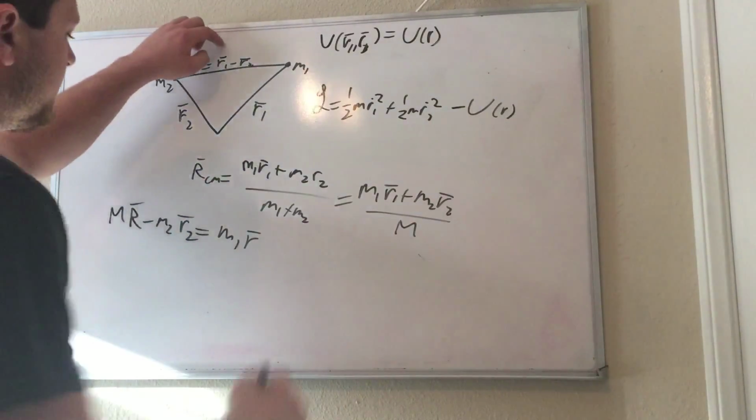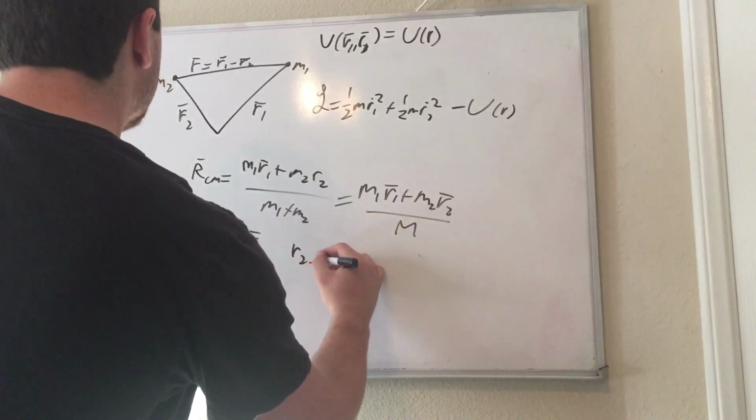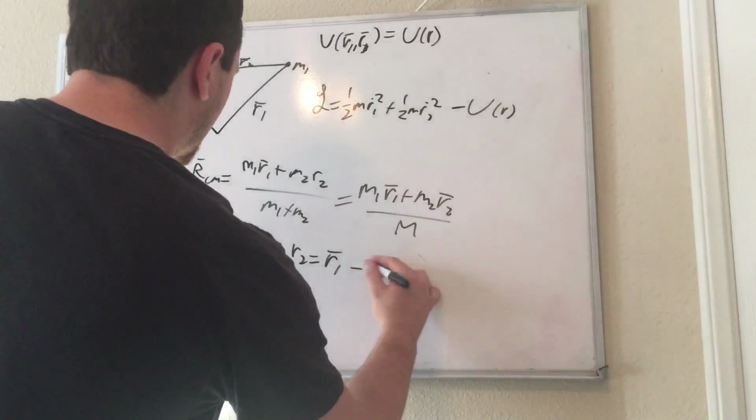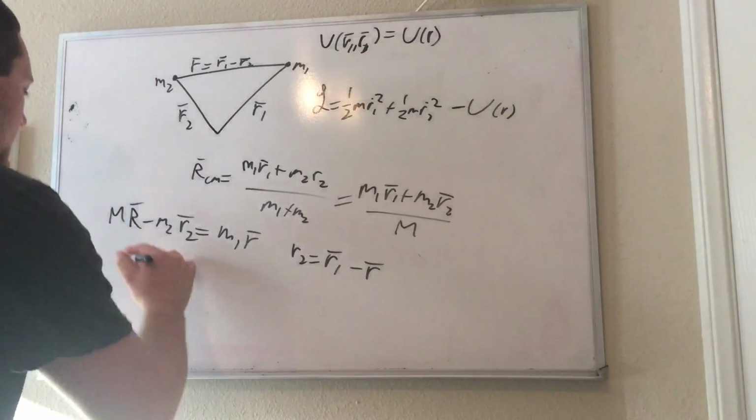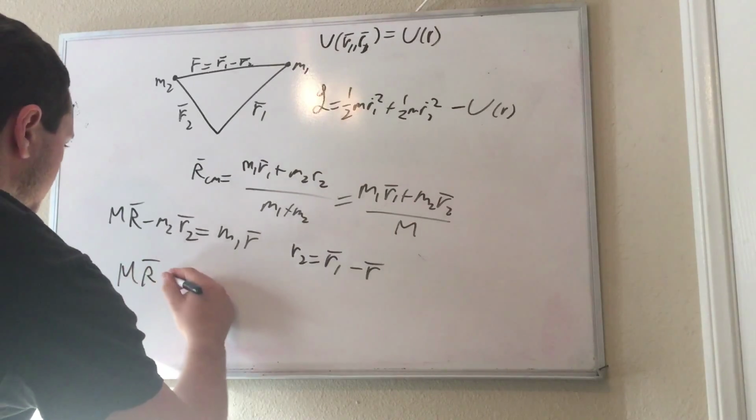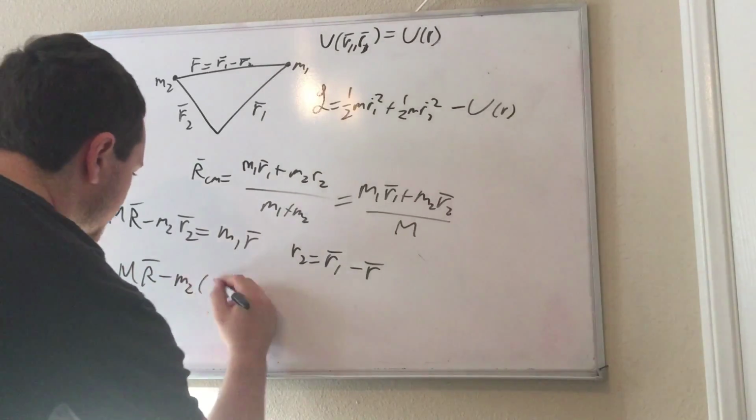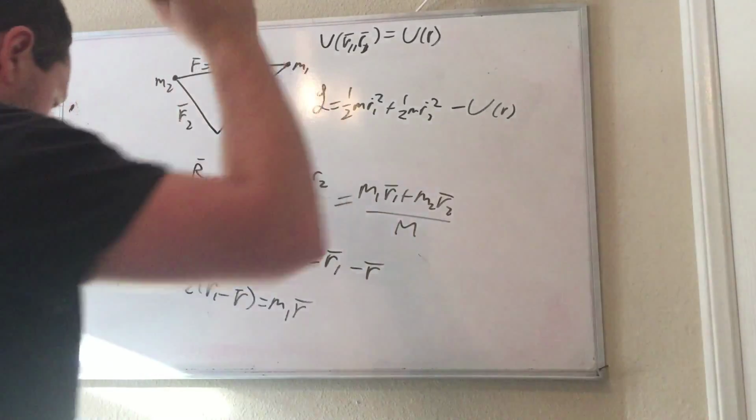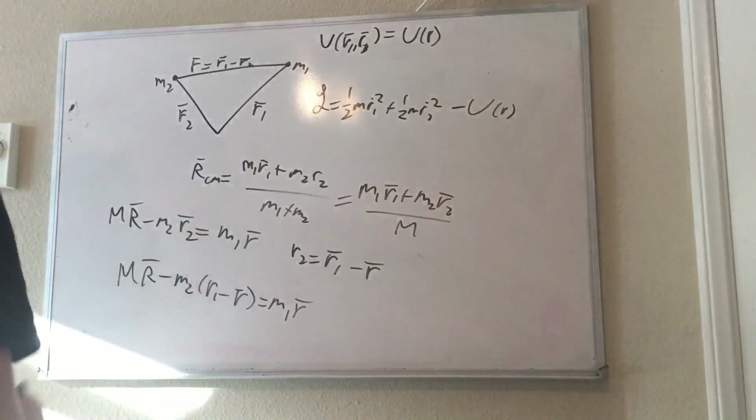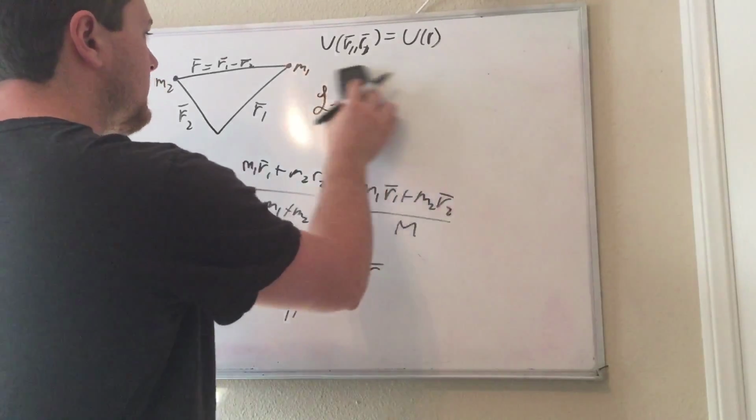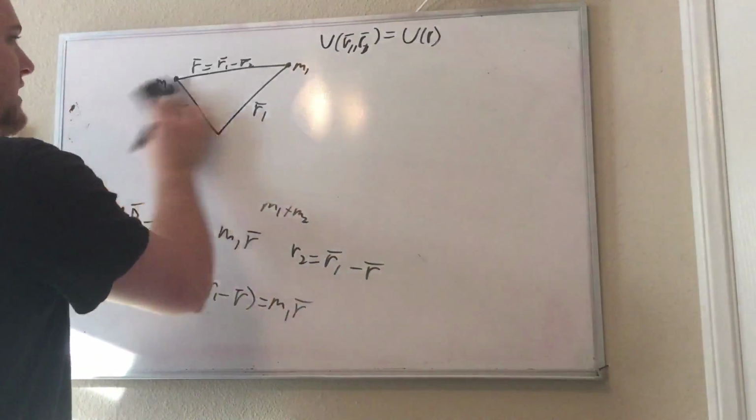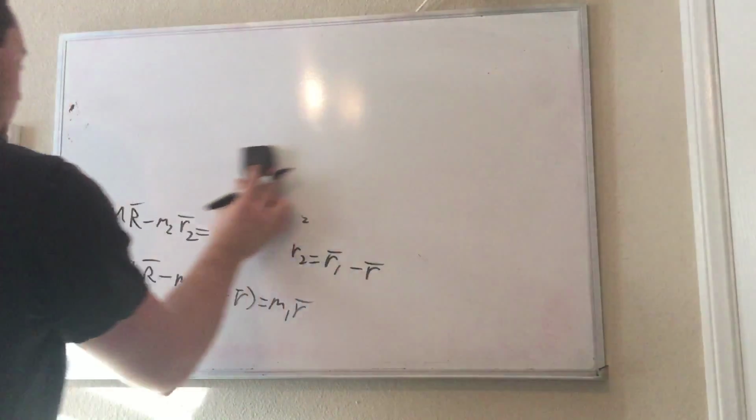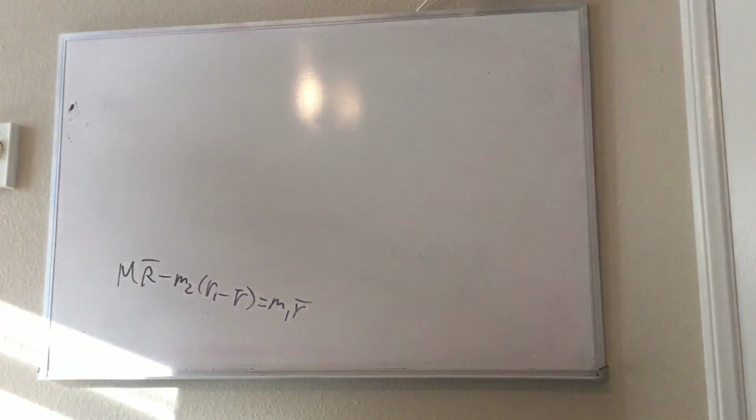Now let's plug in from here that we know that r2 is r1 minus r. So that will tell us that MR minus m2 (r1 minus r) equals m1 r1. Or, more namely, I'm going to bring this up over to here. Let's get rid of our picture. We don't need that anymore. We'll get back to it.